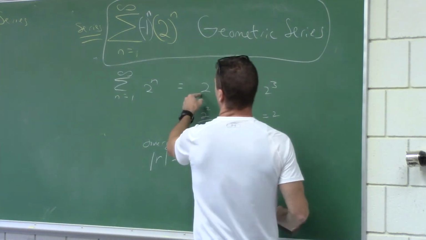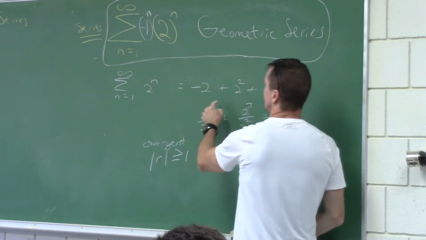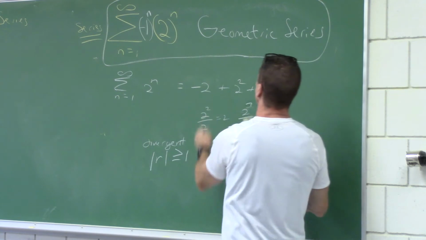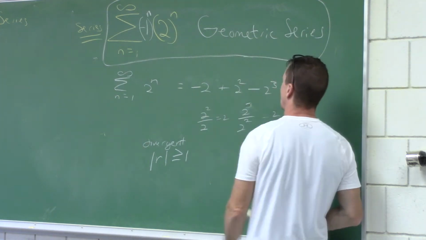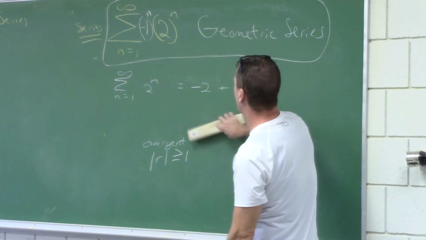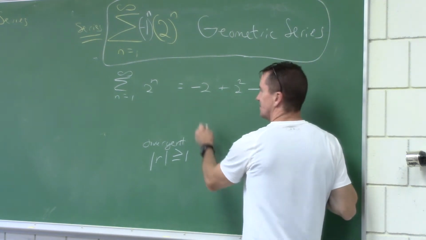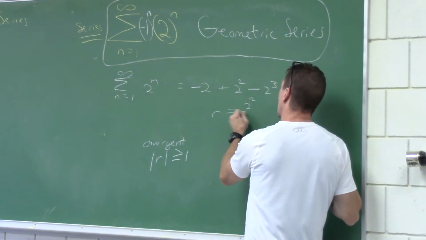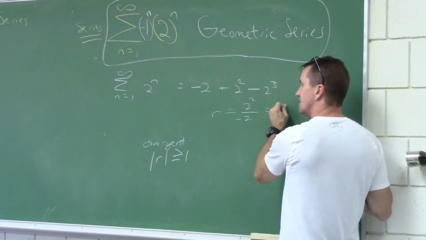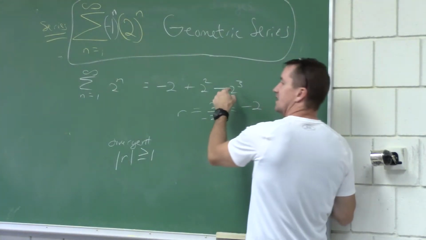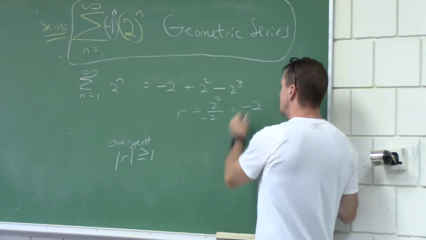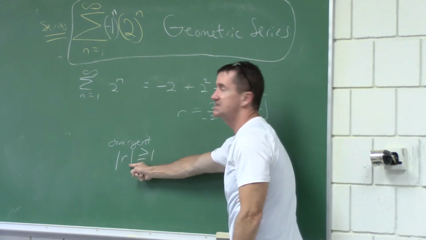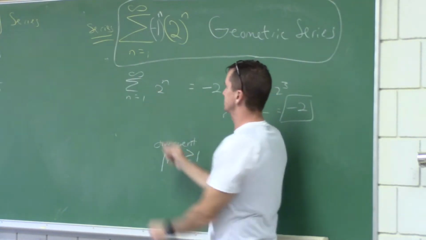What happens when you plug in a 1? Negative. You plug in a 2, positive. You plug in a 3, negative 1 cubed is what? Negative. What are the common ratios? The ratio r is 2 squared over negative 2, which gives a negative 2. Or negative 2 cubed over 2 squared? What's the absolute value of negative 2? This is also divergent.